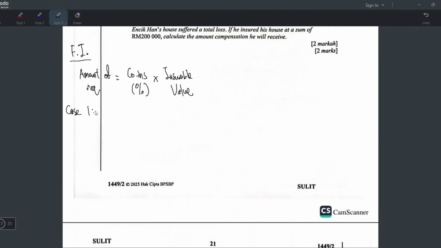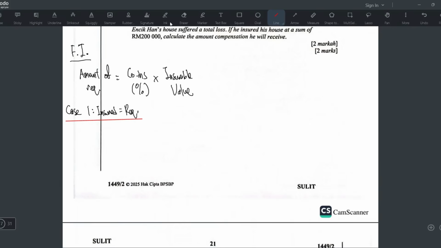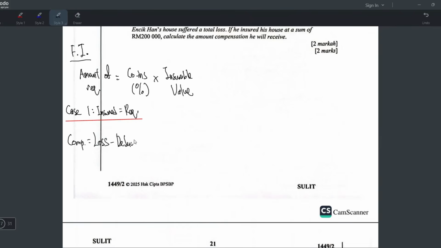Okay, what is case 1? Case 1 is when your insured value is equal to your required value. Insured means the purchased, what you bought. Okay. So if case 1, what you bought equals the required, then the compensation formula is very simple. Just take the loss minus deductible. That is for case 1. Okay. If case 1, insured equals required, you just do it like this to find the compensation.